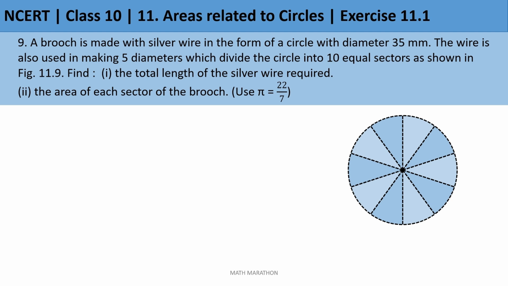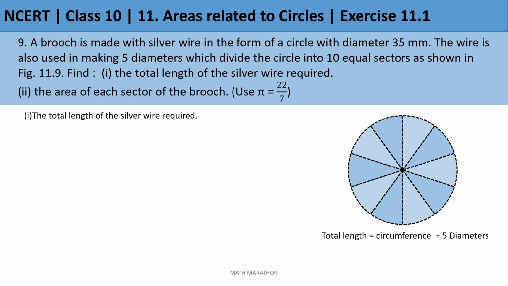The wire is also used in making 5 diameters, which divide the circle into 10 equal sectors as shown in the picture. Find section 1, the total length of the silver wire required. Section 2, the area of each sector of the brooch. Use pi is equal to 22 by 7. In the diagram, look for the dotted line. The dotted line is the total length of the silver wire required.